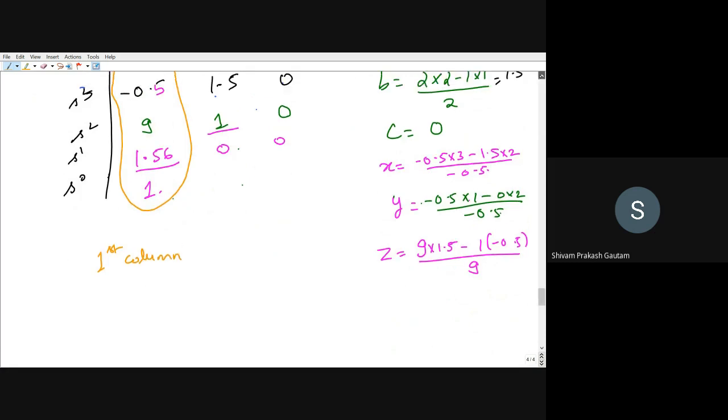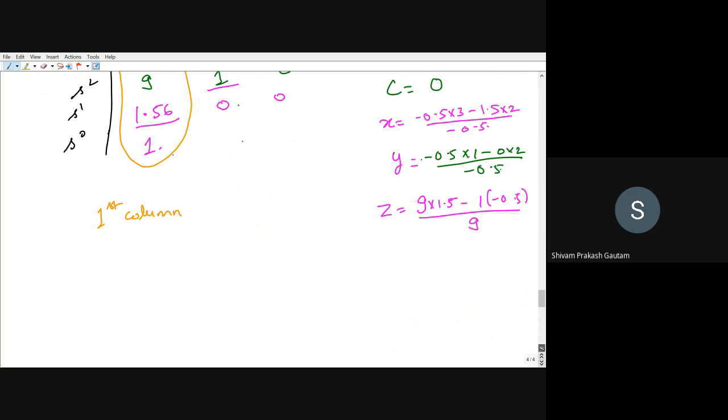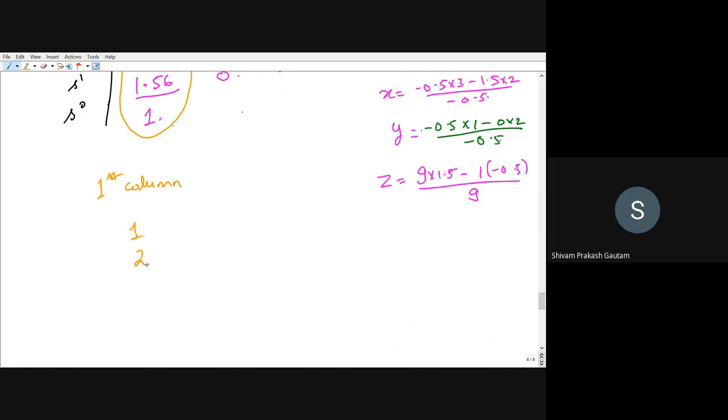You can see what the terms are. So it is 1, 2, minus 0.5, 9, 1.56, and 1. Now what you have to do, we have written the terms of the first column.